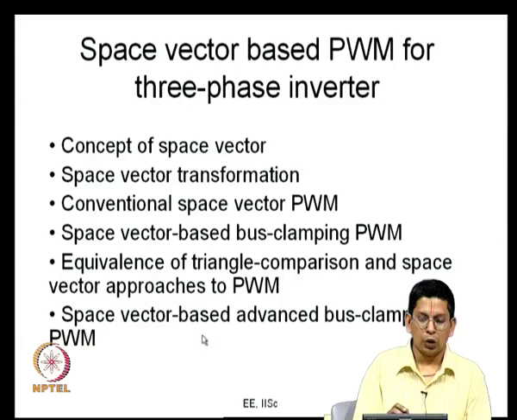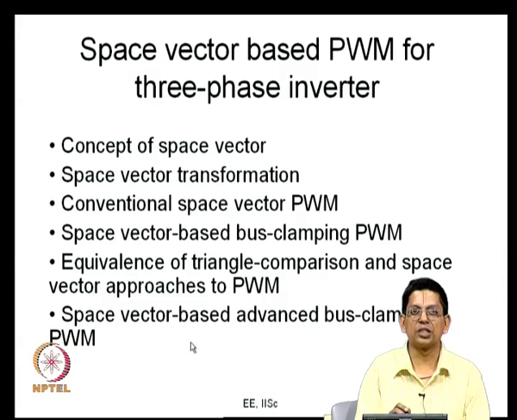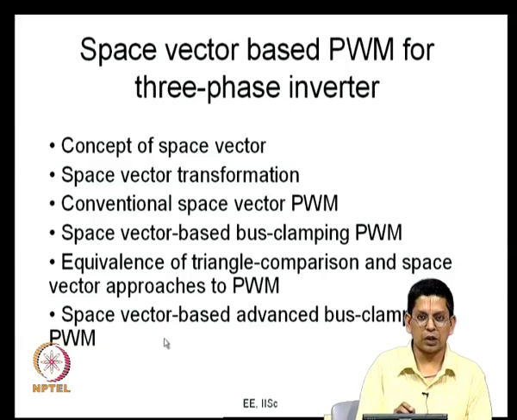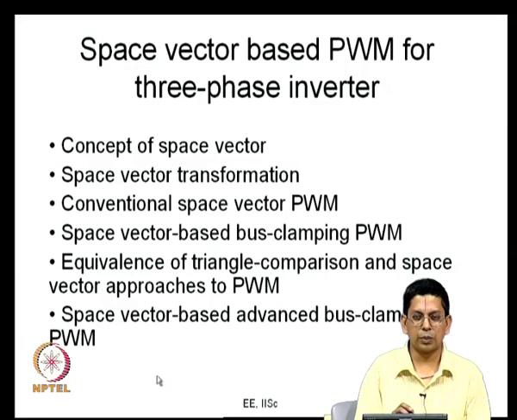That is, whatever can be done using the triangle comparison approach, whatever PWM waveforms can be generated using the triangle comparison approach, can also be generated using the space vector approach. On the other hand, everything that is possible using the space vector approach is not necessarily possible using the triangle comparison approach. I would call the space vector approach more general than the triangle comparison approach, and one category of space vector based PWM is this advanced bus clamping PWM. These PWM signals can only be produced from the space vector approach and they cannot be produced from the triangle comparison method, which is what I am going to talk about towards the end of this module now.